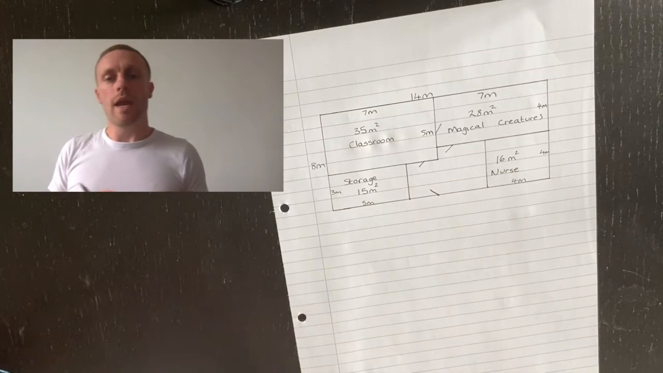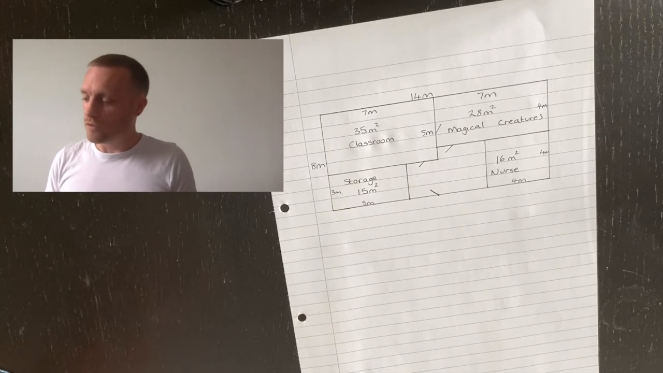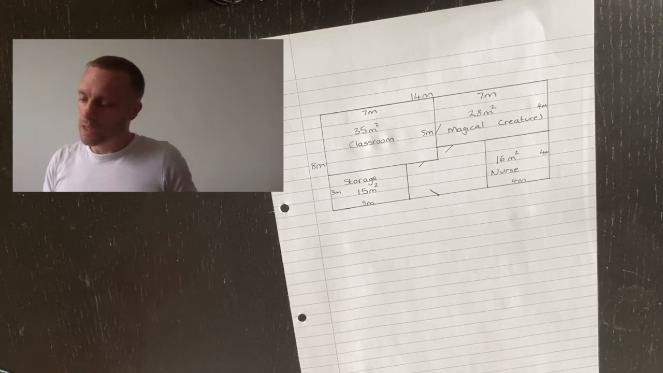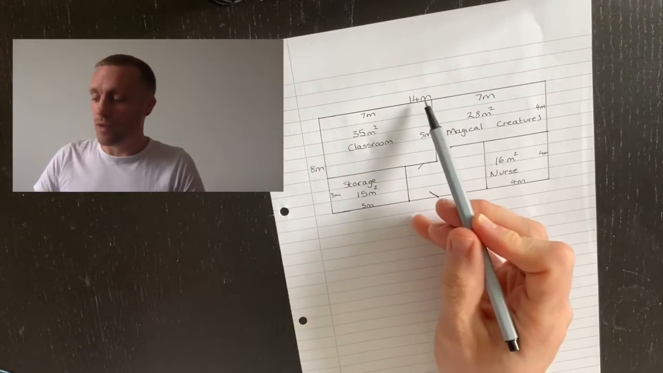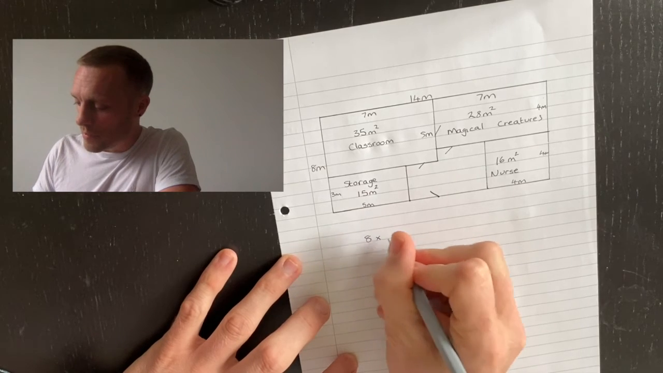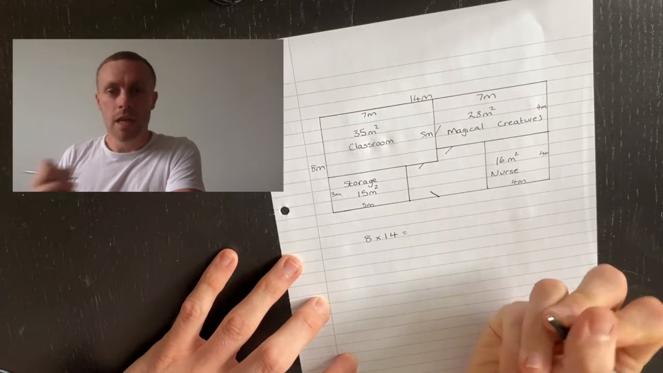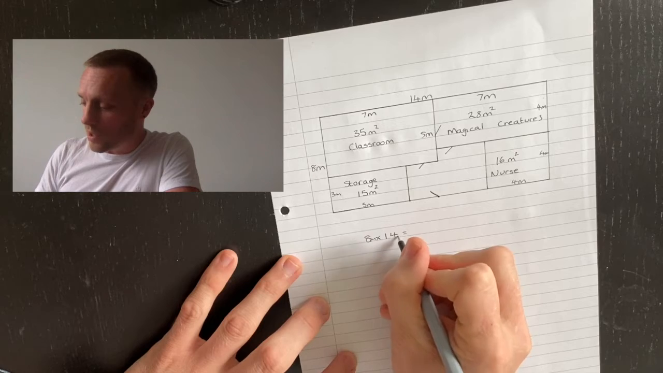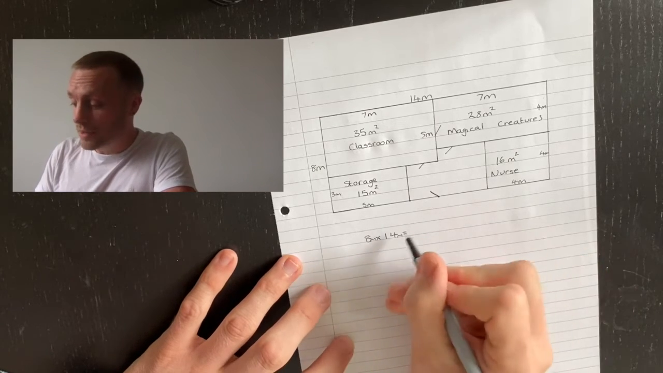And there's one more area that I haven't worked out. And I wonder if you can spot it. So the area I haven't worked out is the area of the whole building. Now this is a more complicated sum. It's 8 times 14. Now we know that the easiest way to do this is to partition 14.